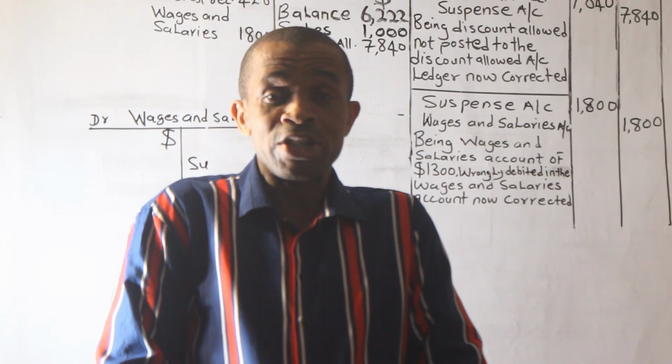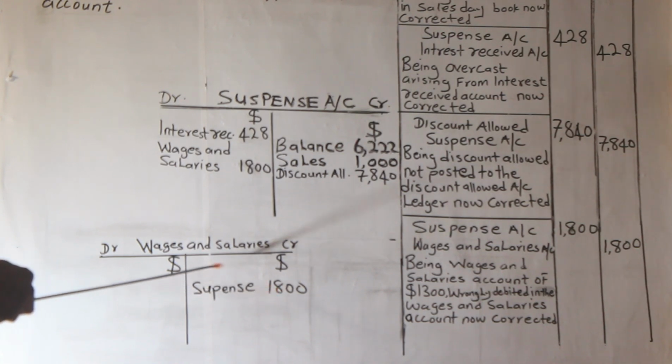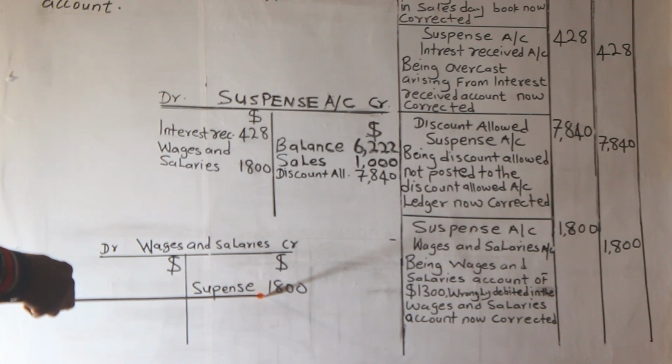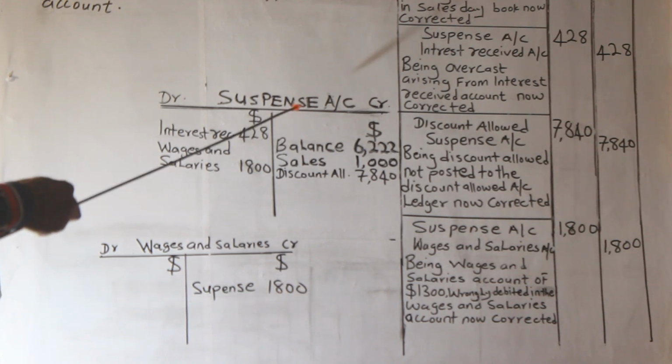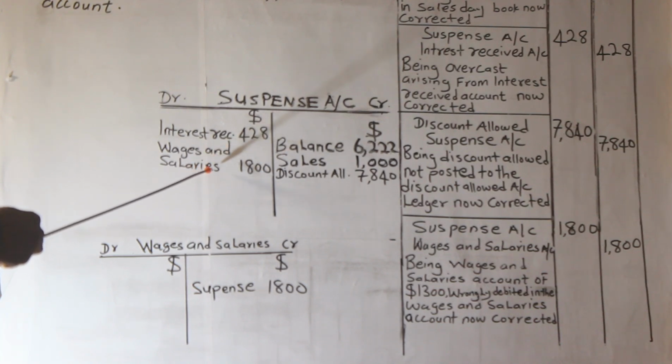Then we make our narrations. We credit the wages and salaries account with $1,800. Since the error has occurred here as an overcast of $1,800, to minus the $1,800 as correction, we credit the wages and salaries account with suspense account, and we raise the suspense account. Therefore, since the wages and salaries account has been credited with suspense account of $1,800, we go to the suspense account and debit the suspense account with $1,800 from wages and salaries account.